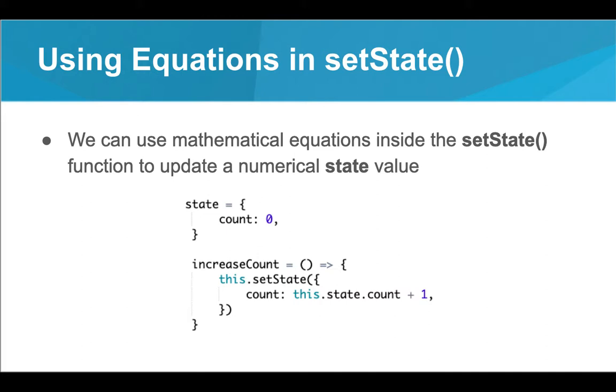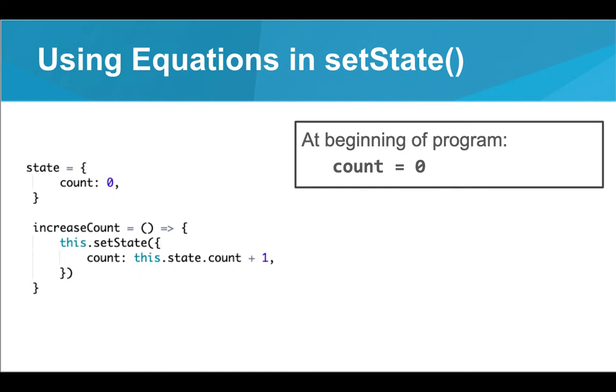In this example, we have a variable named count, which is initially set to 0. When the increaseCount function is called, the state of the count variable is updated to add 1 to the previous value. We can see that we are using this.state.count inside our newly assigned value for count in order to make this happen. So when the program is first run, count has a value of 0. The increaseCount function has not yet been called, so count stays at that value of 0.